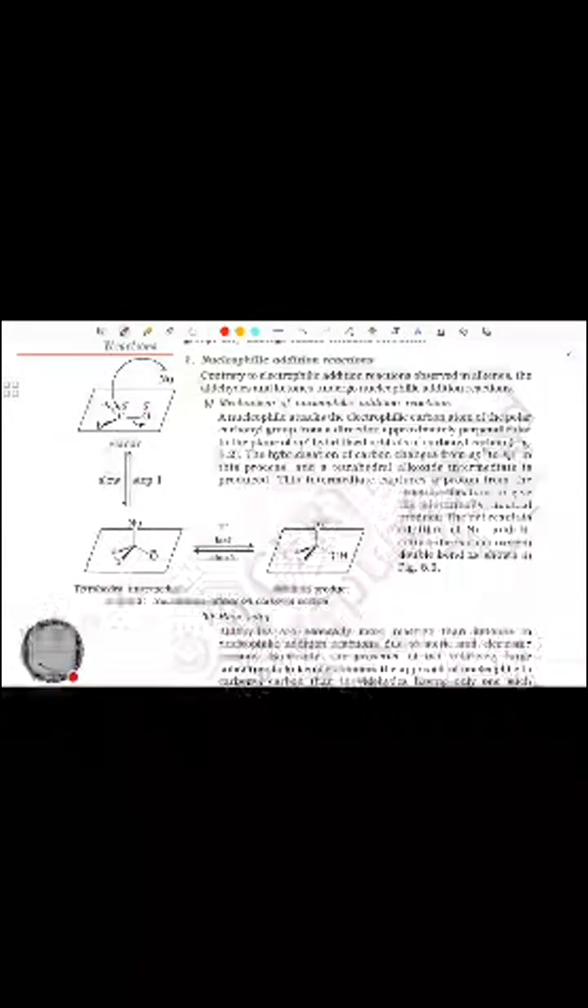The mechanism of nucleophilic addition reaction: the nucleophile attacks the electrophilic carbon atom. The electrophilic carbon atom has a partial positive charge, which means it needs some amount of negative charge to be supplied for making it neutral. So the nucleophile attacks the electrophilic carbon atom of the polar carbonyl group from a direction approximately perpendicular to the plane of sp2 hybridized orbitals. So what happens is, just perpendicular to the sp2 hybridized orbital there will be an attack, they say. The hybridization of carbon changes from sp2 to sp3 in this process, forming a tetrahedral alkoxide intermediate.